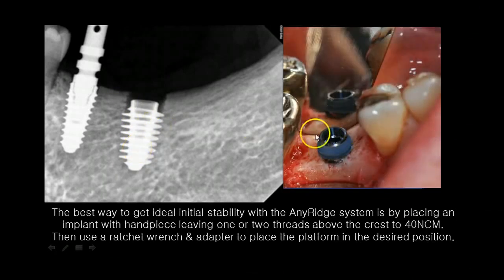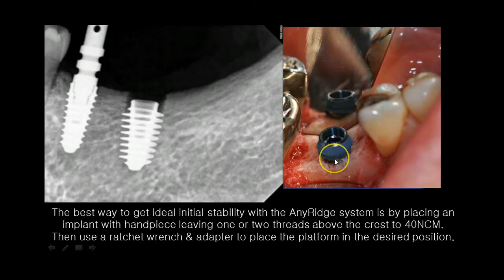Here is another picture, and this is relative to the best way to get ideal initial stability with the Anyridge system, which is by placing the implant with the handpiece, leaving 1 or 2 threads above the crest at 40 Newton centimeters. Again, because your handpiece gives you a consistent torque amount. Then use a ratchet adapter to place the platform in the desired position. So if you place the implant right to about here, or maybe just a little bit deeper at 40 Newton centimeters, you're good to go.